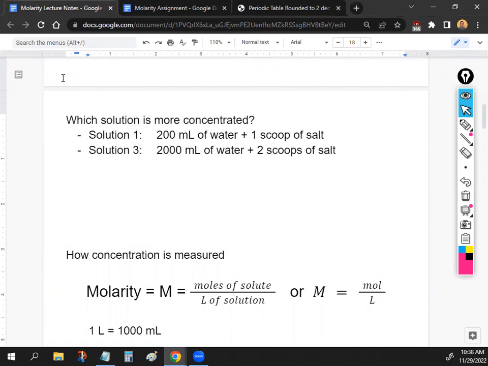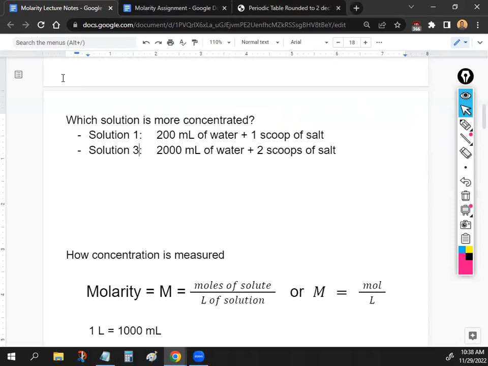So here I have solution 1. It's the same one that we were working with: 1 scoop of salt in it, 200 milliliters. And then here we have one with 2,000 milliliters of water. Okay. Now in the one with 2,000, I'm gonna put 2 scoops of salt. Okay. So which one contains more salt? 1 or 3? 3. Yeah, 3 has more salt, right? Because it has 2 scoops.